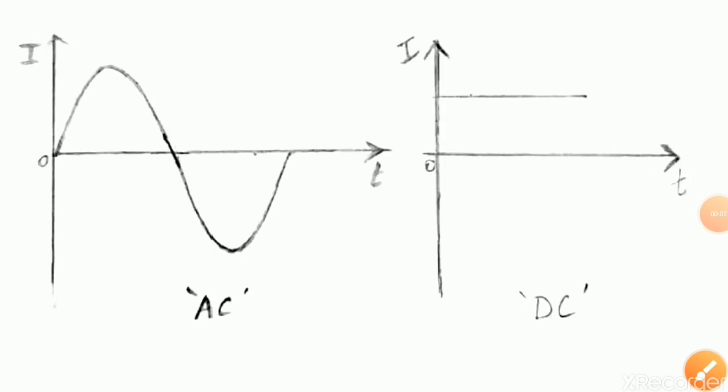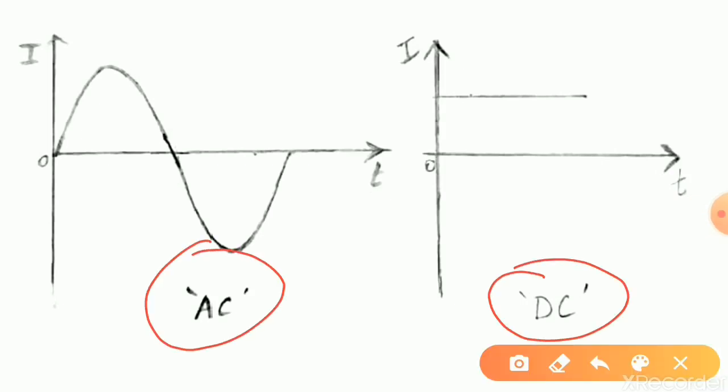An output graph for an AC circuit and a DC circuit is shown here. In a DC circuit, current flows only in one direction, while in an AC circuit, current periodically changes its direction, causing periodic reversal in voltage as well.